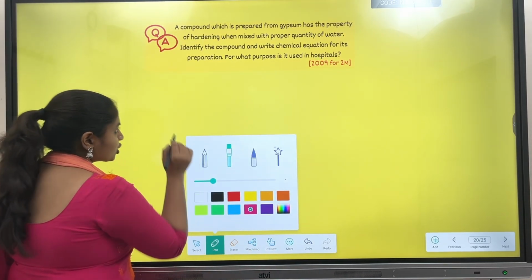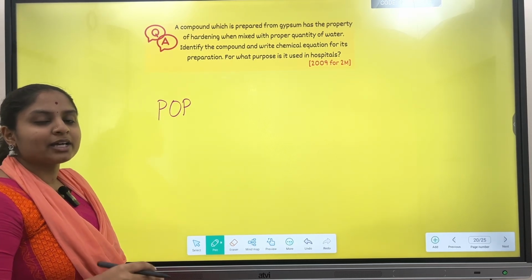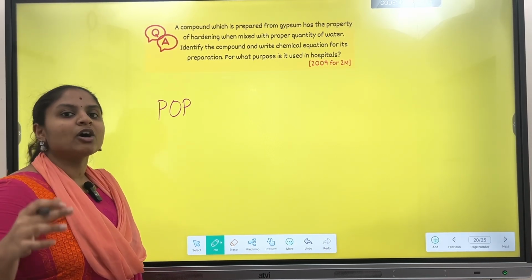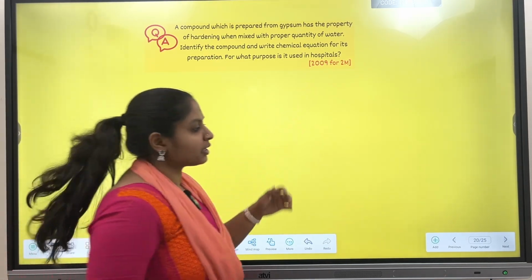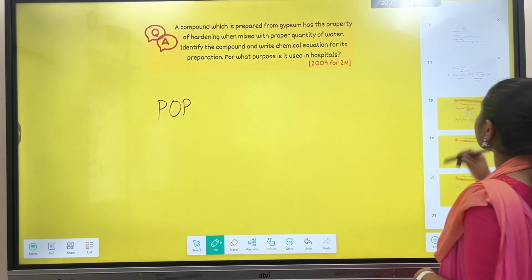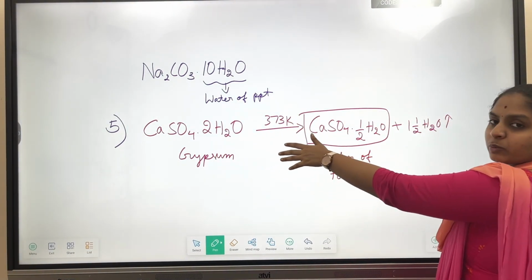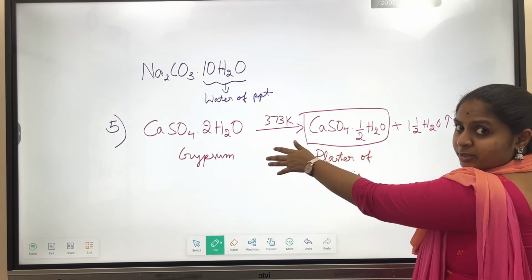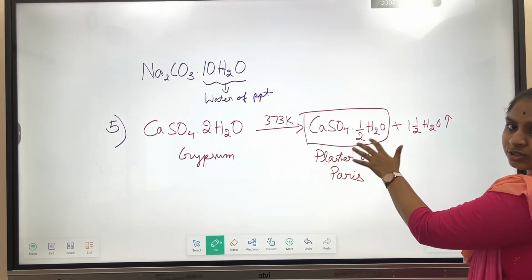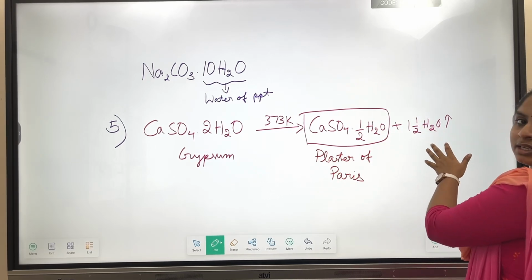I am writing it in short as POP, but please make sure you write plaster of Paris or calcium sulfate half H2O. Write the chemical reaction for the preparation. For this reaction you have to write CaSO4.2H2O on heating at 373 Kelvin. The temperature is very important. We will get CaSO4.½H2O, which is plaster of Paris, plus water.